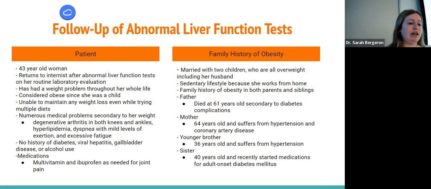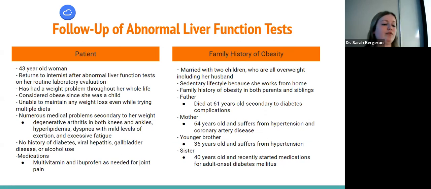So her family history, she has lots of family history of obesity. She is married with 2 children who are all overweight, including her husband. She has a sedentary lifestyle because she works from home. So this means she does very little to no exercise daily. She has a family history of obesity in both parents and siblings. So her father died at age 61, secondary to diabetes complications. Her mother is 64 years old and suffers from hypertension and coronary artery disease. Her younger brother is 36 years old and also suffers from hypertension.